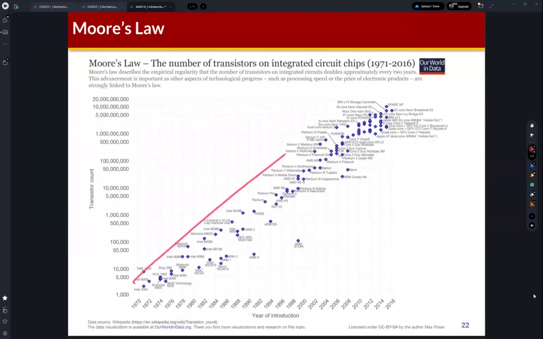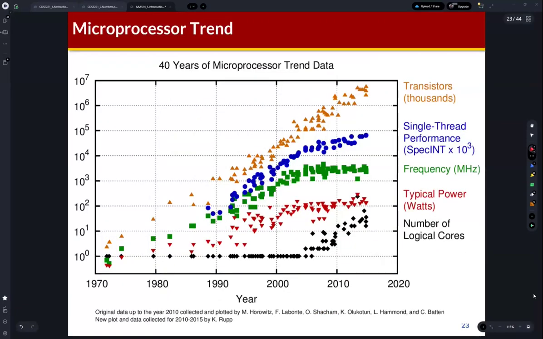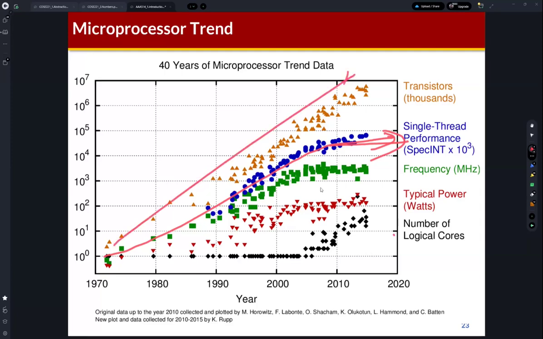So Moore's law is like this, but recently the single thread performance is saturated. This is old data until 2008, 2015, right? You can find that Moore's law was continuing, but recently Moore's law is ending. So the technology is changing. Then actually the performance of a single thread is saturated.